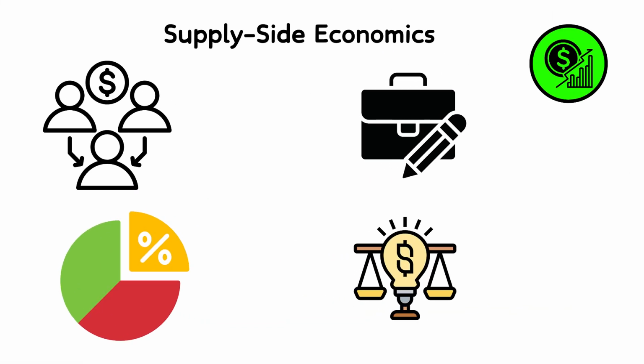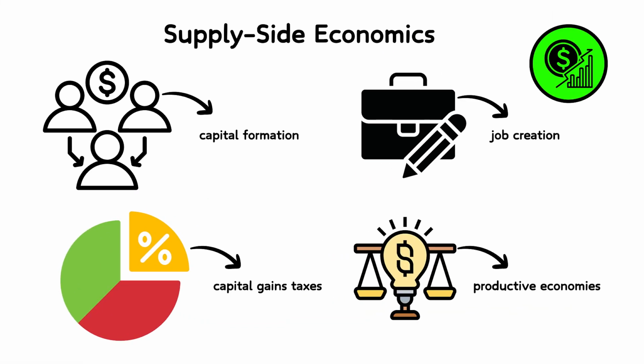Supply-siders also argue for the importance of capital formation, which is the accumulation of tangible and intangible assets such as factory buildings, equipment, and software. Reducing capital gains taxes, they argue, encourages investment in businesses and leads to job creation and more productive economies.